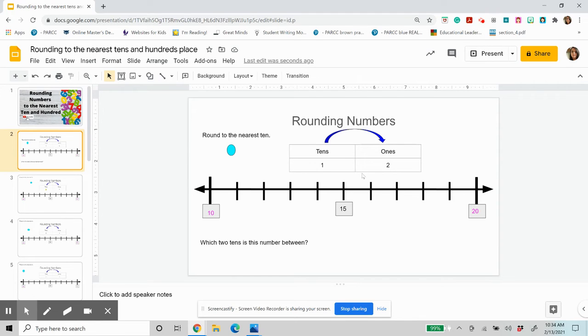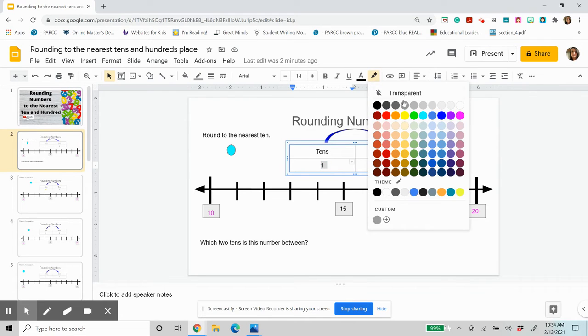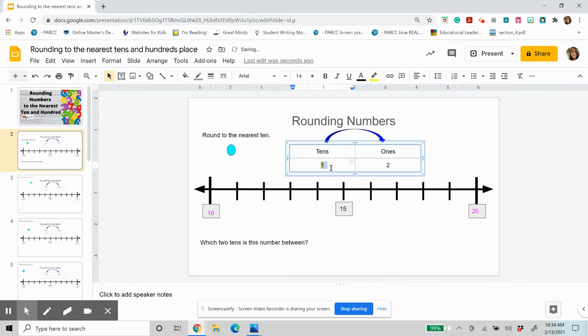So if I'm looking at the number 12, I know that I have 1 ten and 2 ones. And so if it's telling me to round to the nearest 10, I want to look in the tens place, and I want to either underline that number or highlight that number, so that I know what I'm dealing with here. And so if I'm rounding to the nearest 10, the first one has to be 10, because there's one 10, so that would be 10. And what's the next 10? It would be 20.